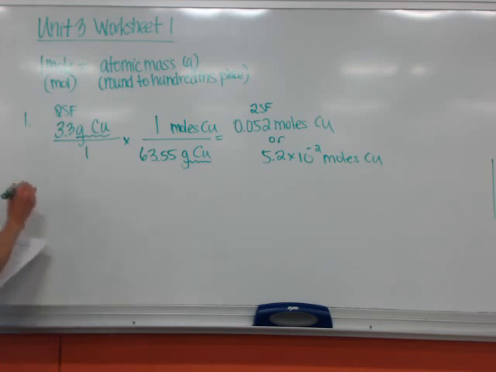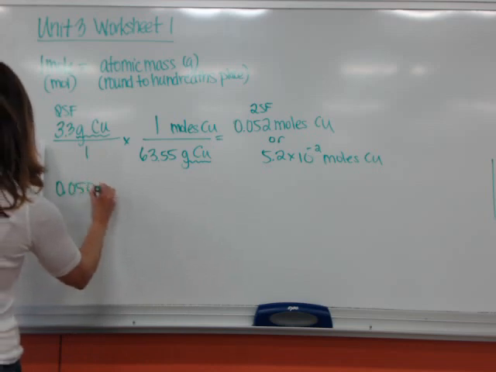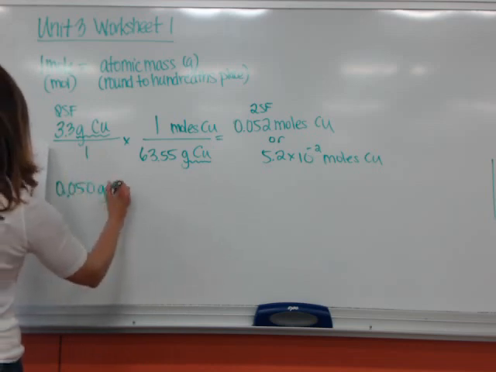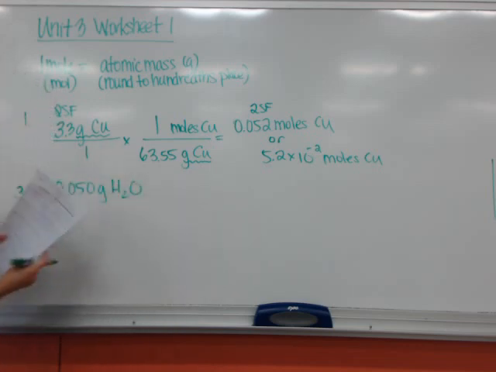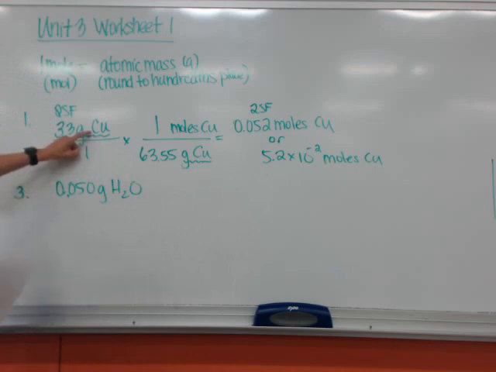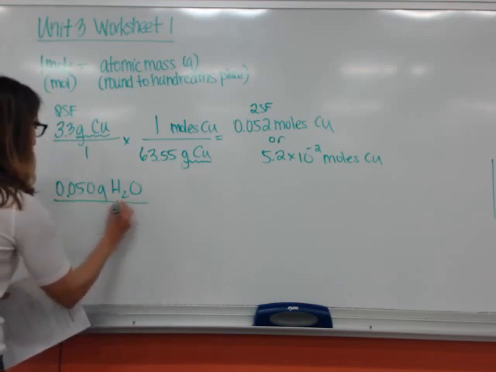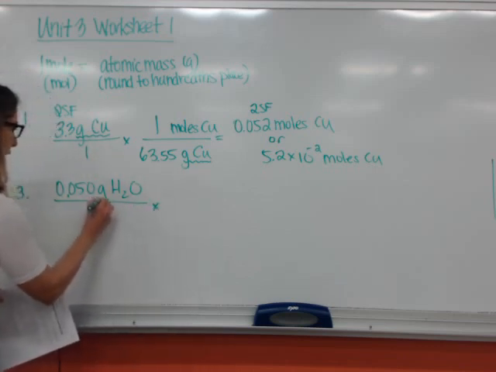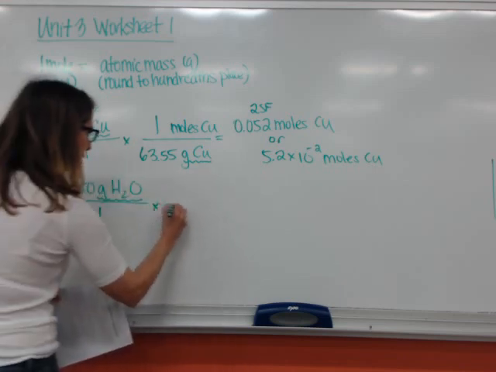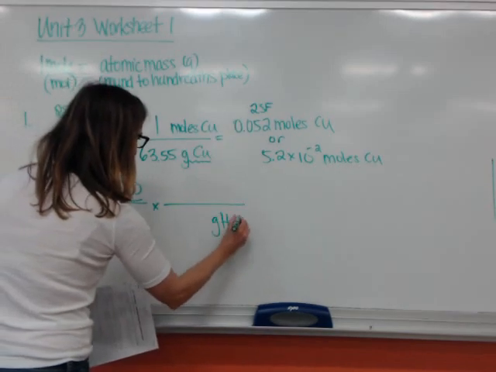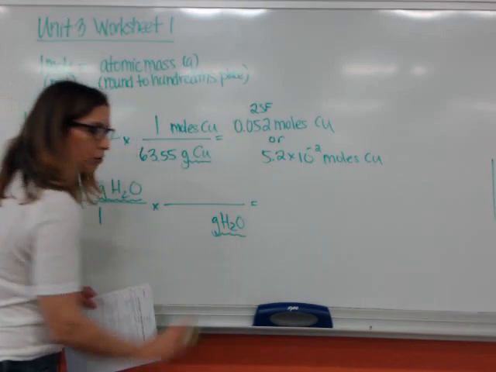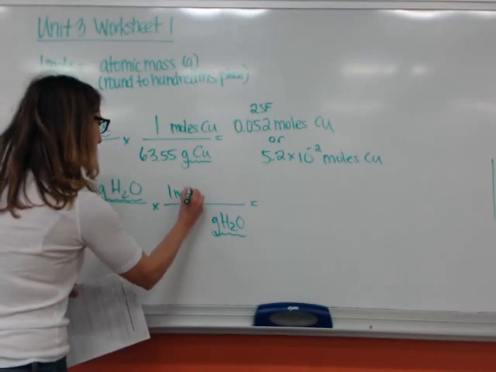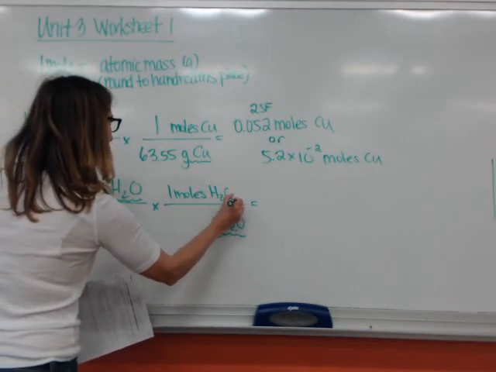Let's go to number 3. A raindrop has a mass of 0.050 grams. How many moles of water does the raindrop contain? So in number 1, we just did a single element, but in number 3, we're doing a compound. So here we're going to put this over 1. Since grams of water is your unit that you're beginning with, you want to have that unit on the diagonal, because you need to cancel this unit. We're going to moles.